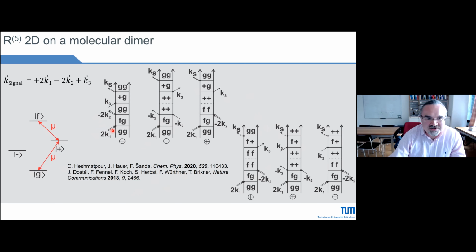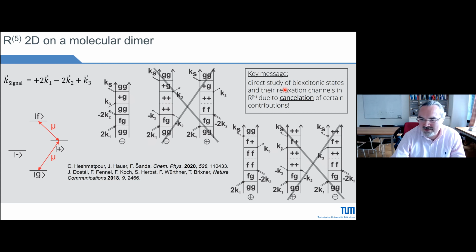So we have two interactions with k1, which can put you in this FG coherence, which will always be the one that we Fourier transform against. So this is our omega 1. And then we may go back to ground and then go back up again with k3. So then this would be our omega 3. There are many pathways that will lead us to dynamics in the first excited state, this plus state, in T2. There are some here, there are some here. Now, the good news is, in a dimer, they all cancel.